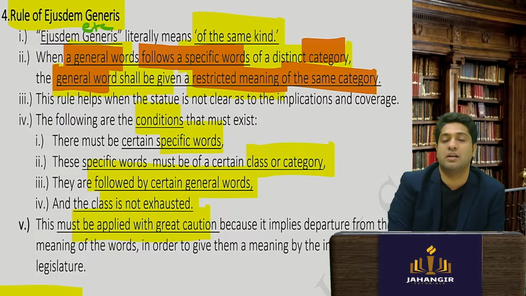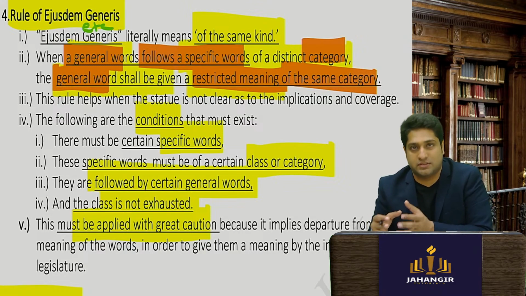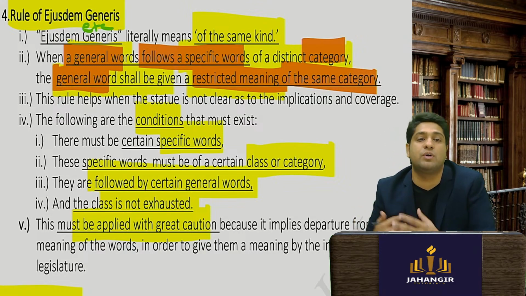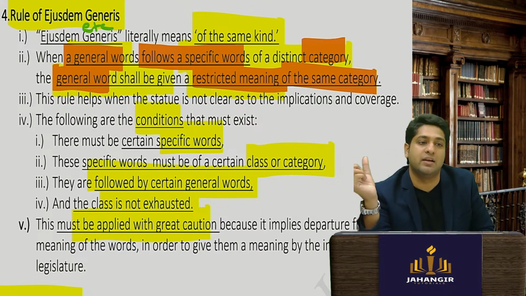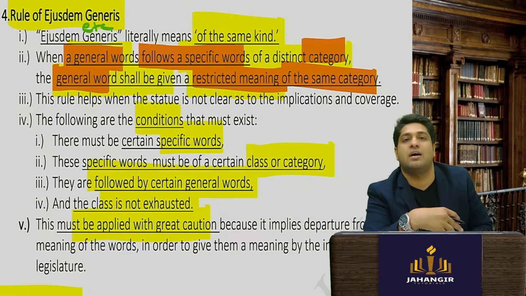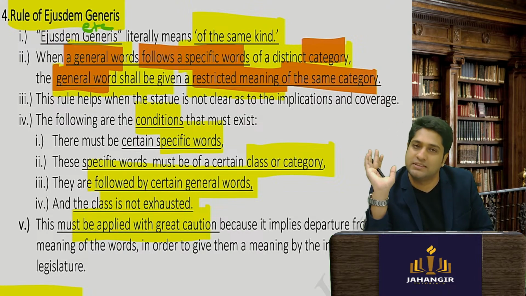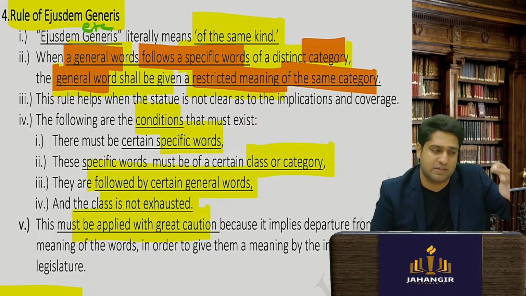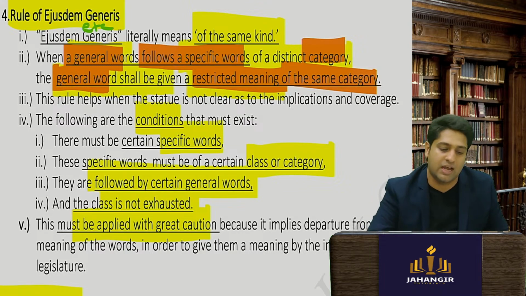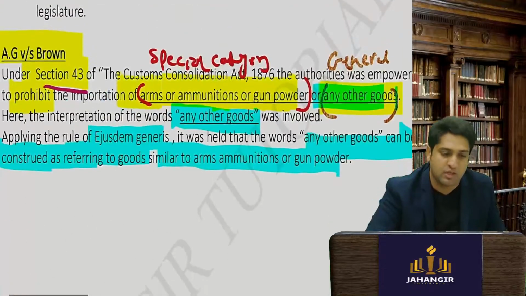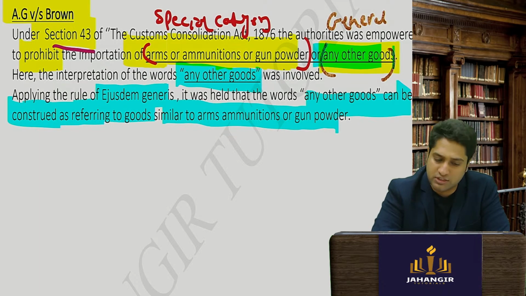When certain general words such as etc. follow specific words, and those specific words are of a special category, then the general words such as etc. or any other goods shall have a restricted meaning of the same category. For this, conditions are there: there has to be a specific word, there has to be a general word, and the class should not get exhausted. And this rule should be applied with caution. And for the Customs Act case, you will write AG versus Brown.